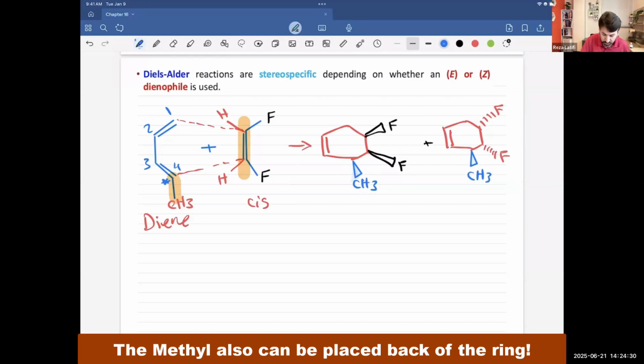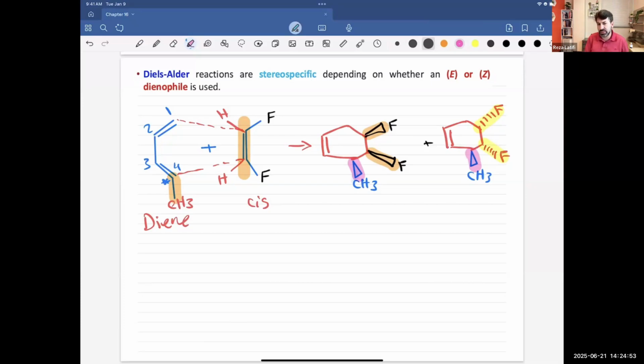And now look at the fluorides, both of them up. Now we send them back. So what happened to them? The configuration of the carbon with the fluoride substituent got flipped, but the methyl stayed as it is. The methyl did not change. So half of the molecule got flipped, while the rest stayed as it is. So the relationship between these two will be diastereomer instead of enantiomer.